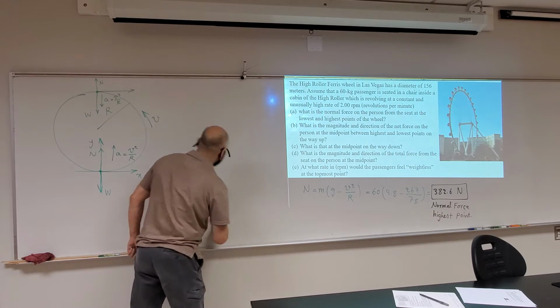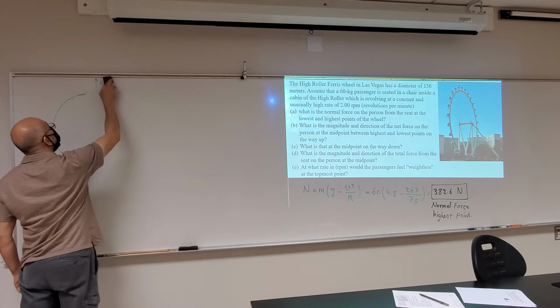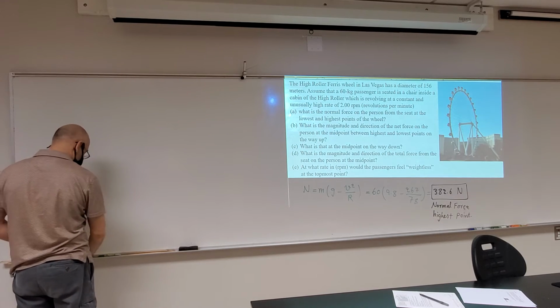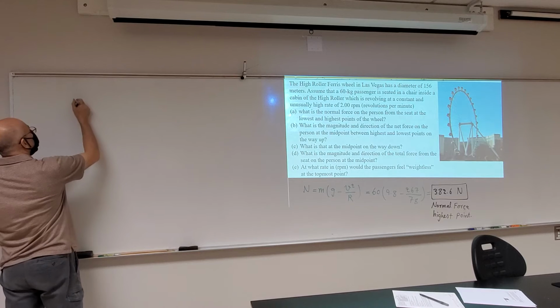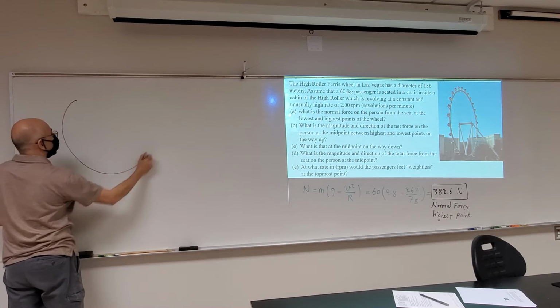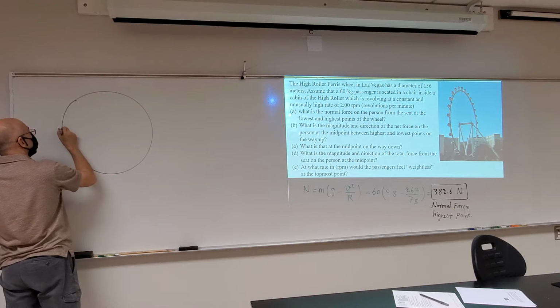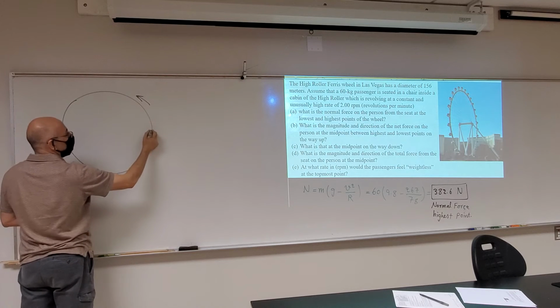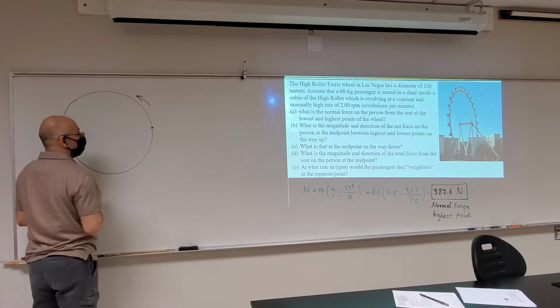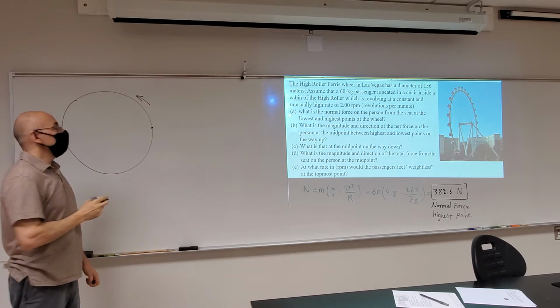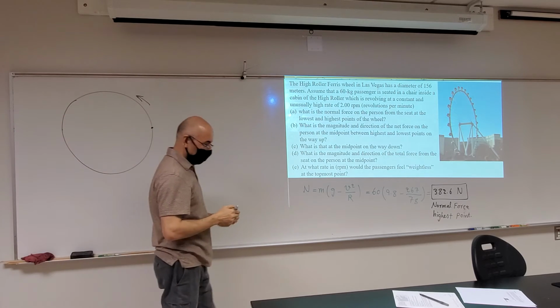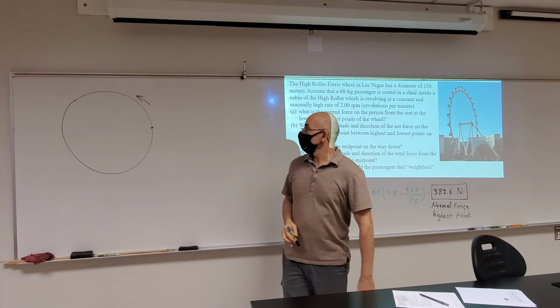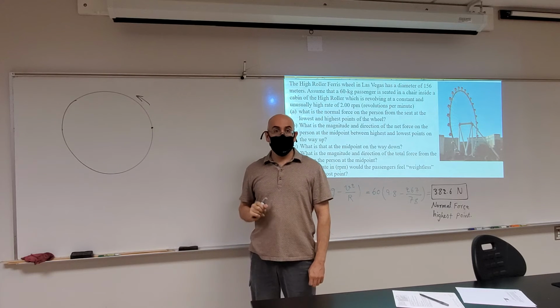Let me draw another one. Oh, I didn't need to draw another one. At any rate, this is the wheel again. It's going this way, let's say, and at this point it's going up. What is the magnitude and direction of the net force?